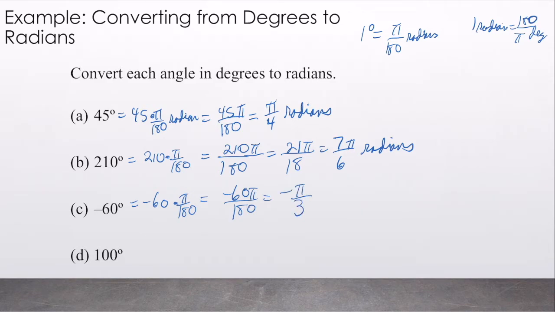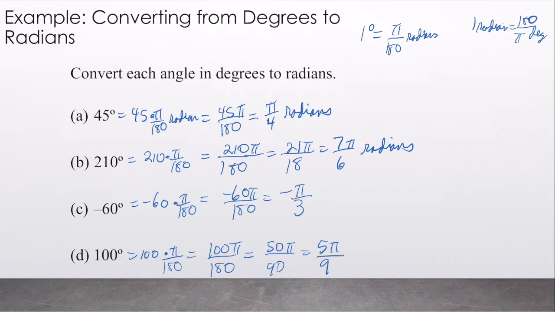Last but not least, I have 100 degrees. I'm going to take 100 times pi over 180, and that's going to give me 100 pi over 180, which is 50 pi over 90, so 5 pi over 9.